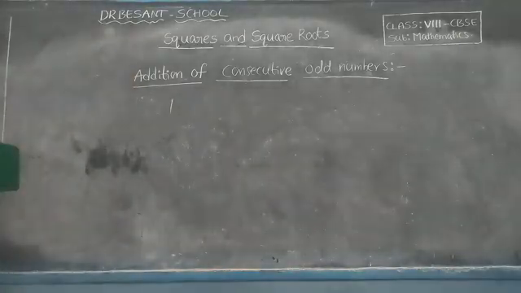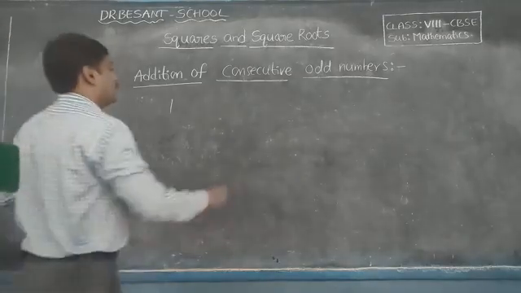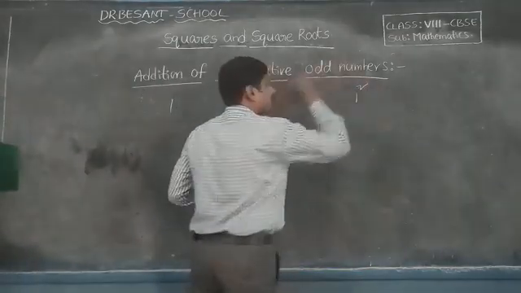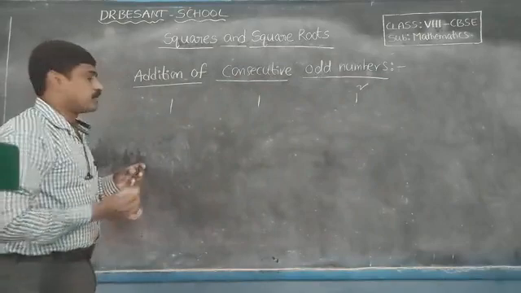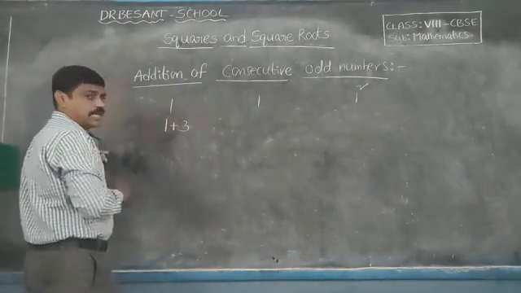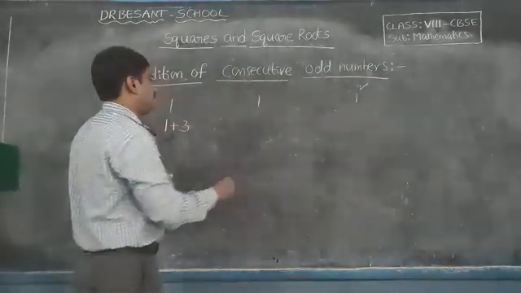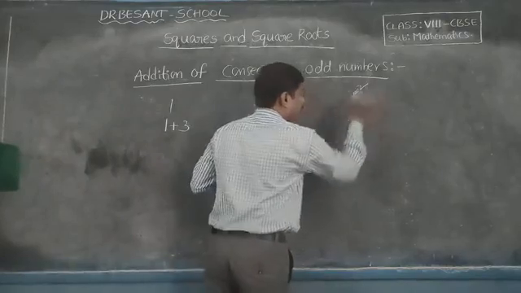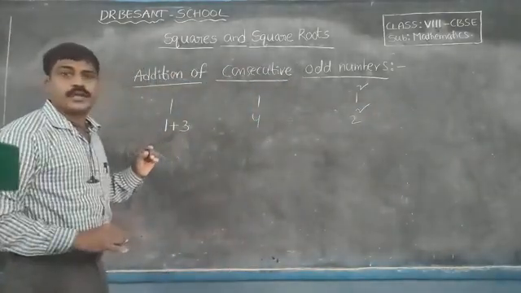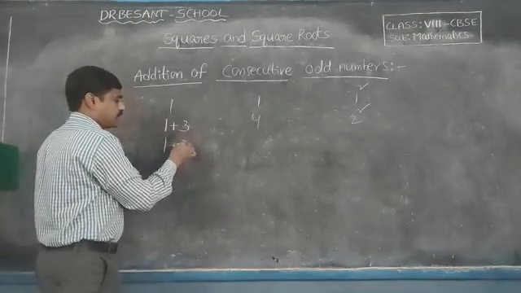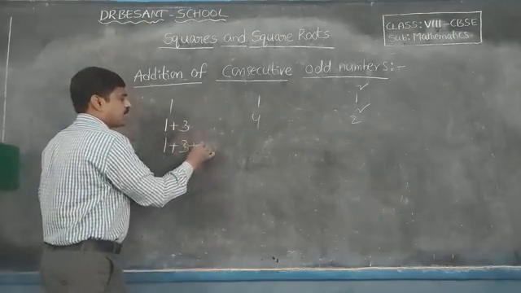Suppose 1. Now 1, the result is 1 square. Observe this pattern. Now 1 plus the next odd number 3. What is the sum? 1 plus 3 is equal to 4, the square 2 square. Okay. Next, 1, the next odd number is 3, the next odd number is 5.